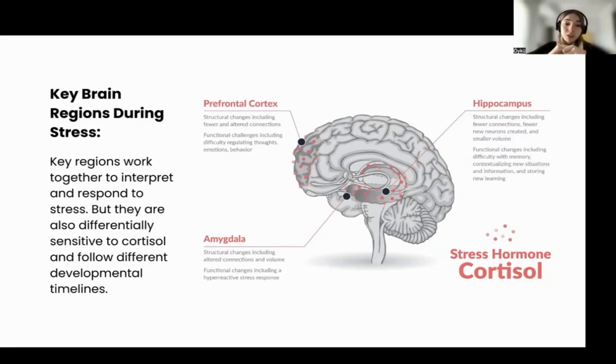And with functional changes, there is difficulty with memory contextualizing that I've mentioned, which is what it does mainly, and storing new learning, which is not what we want. And so it's very important to know these effects because that's mainly what it does to the brain. But why and how does it do that, right?